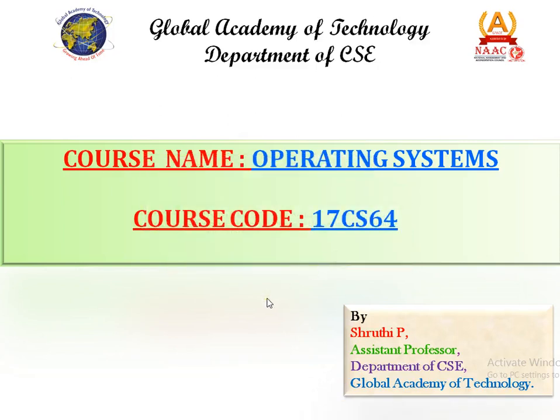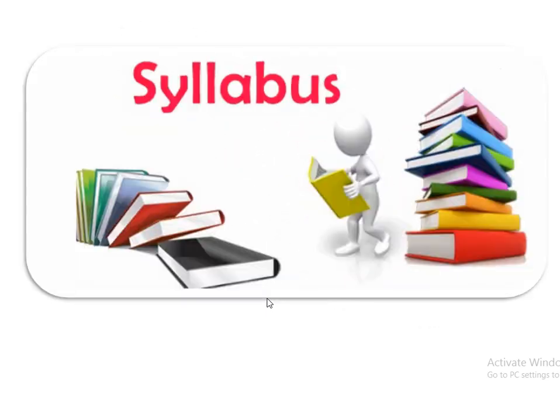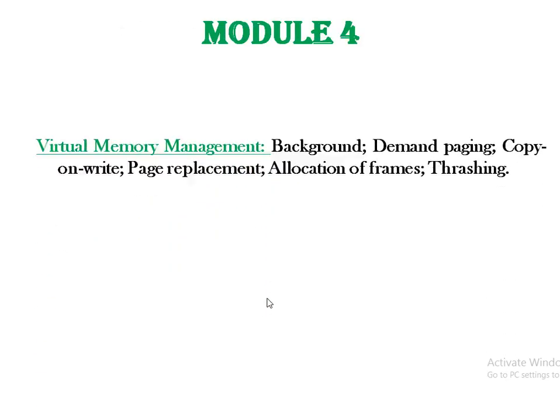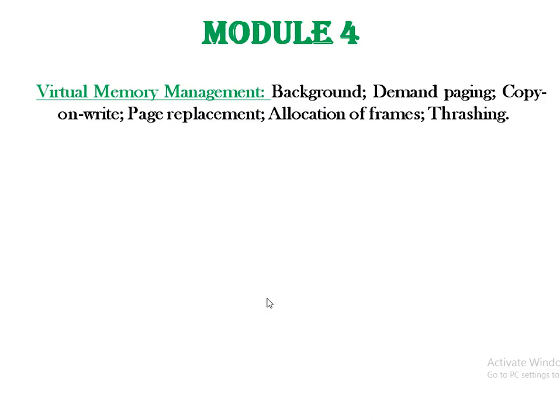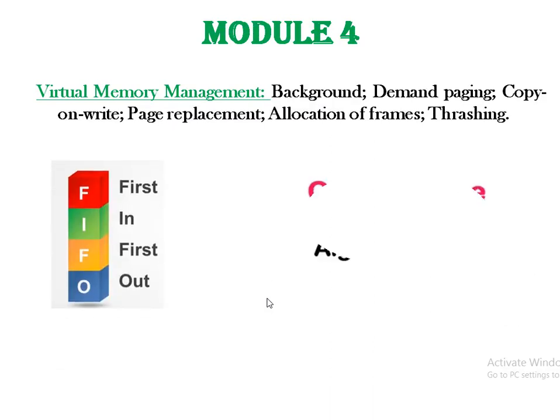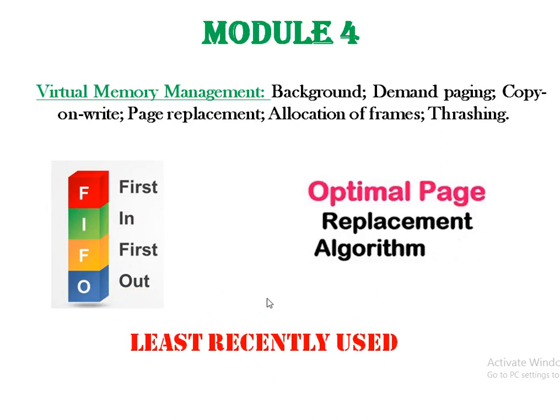Dear friends, today we shall see the next part of module 4. Under module 4, as you are aware, we have three chapters. One is virtual memory management and another is related to file system management. We have already seen what is virtual memory management, what is demand paging, copy on write, what is page replacement, and all those things.